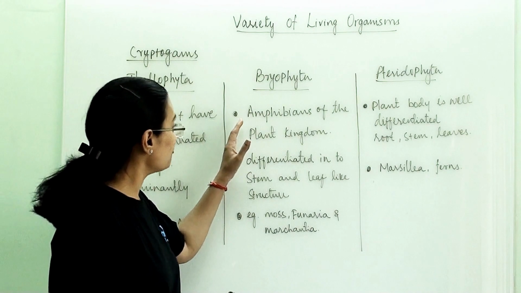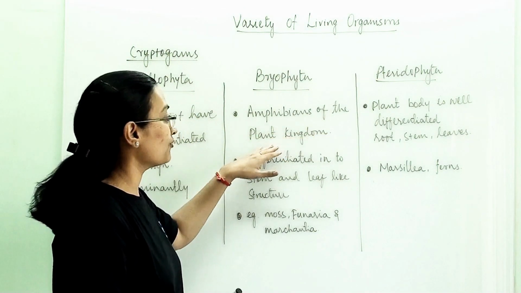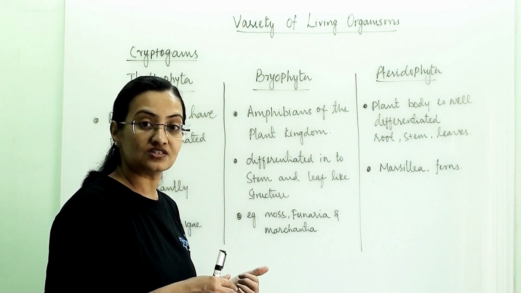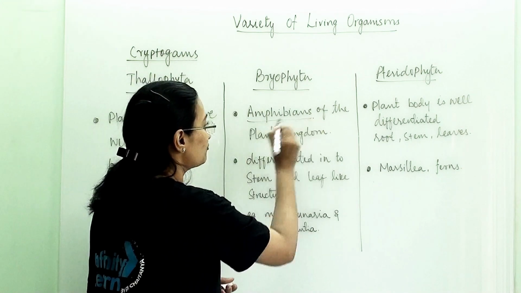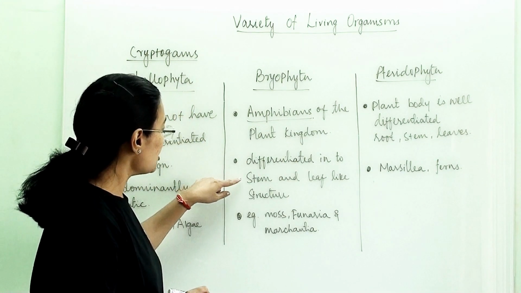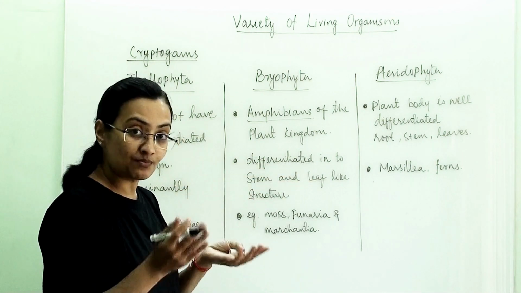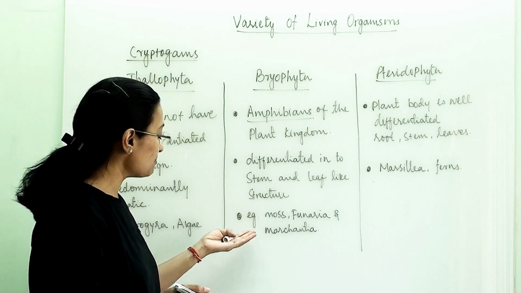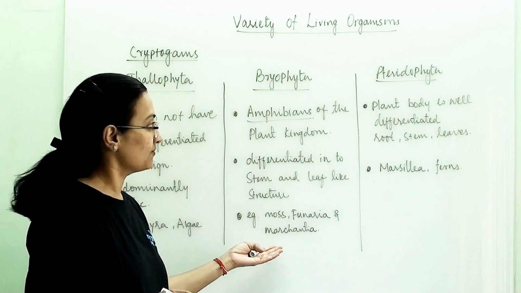Now under Bryophyta, they are often termed the amphibians of the plant kingdom. They have a structure which will survive in the water as well as on the land. So they are often termed the amphibians of the plant kingdom. The second point under this is they have differentiated body parts like stem and leaf-like structures. And examples are moss, Funaria or Marchantia.